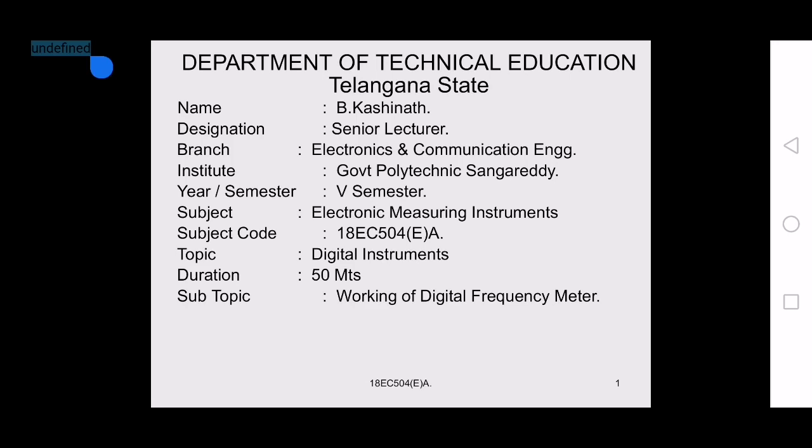Presently we are studying the third chapter. Chapter name is digital instruments. In that one, we are going to discuss the subtopic of working of the digital frequency meter.